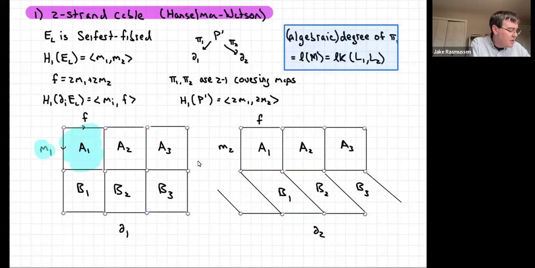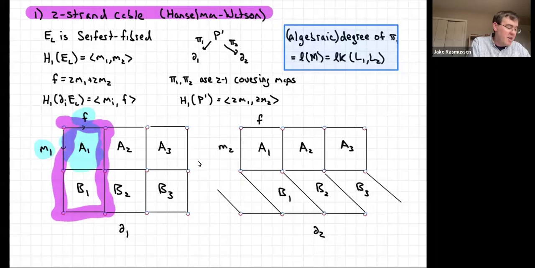Instead, I've chosen to cut it up along the meridian and the fiber. That's a natural choice because the fiber is such a natural piece of data on this Seifert fiber manifold. The fundamental domain for this 2-to-1 cover, I could think about it as being these two squares here, mapping down to the quotient of this R2 by the obvious lattice that you see in the picture. So that's a 2-to-1 cover.